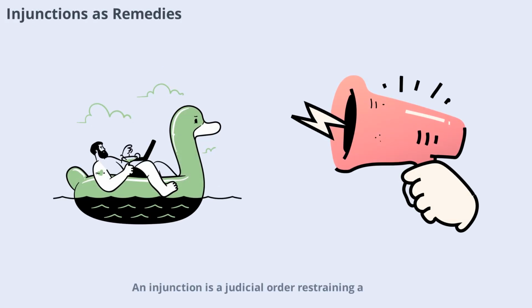An injunction is a judicial order restraining a person from continuing or committing a wrongful act. Under the Specific Relief Act, courts can issue injunctions to preserve the status quo until a dispute is resolved. This remedy is crucial for preventing harm while legal proceedings are ongoing.